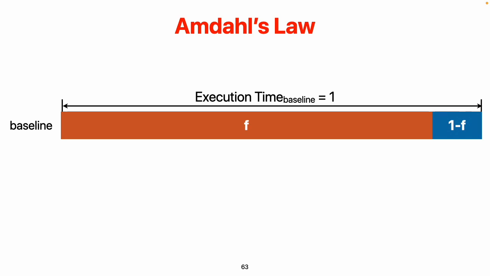So consider one. No matter how much the execution time was in the very beginning, let's rescale the execution time of the original program as one. Okay, so everything takes one, no matter what that one is, right? One is the original program. And in the original program, we have two parts. And the first part, which is the part we are going to optimize, would take F amount of time within this one. Which means that the other part that is not affected by your optimization is going to be 1 minus F. Are we all good with this?